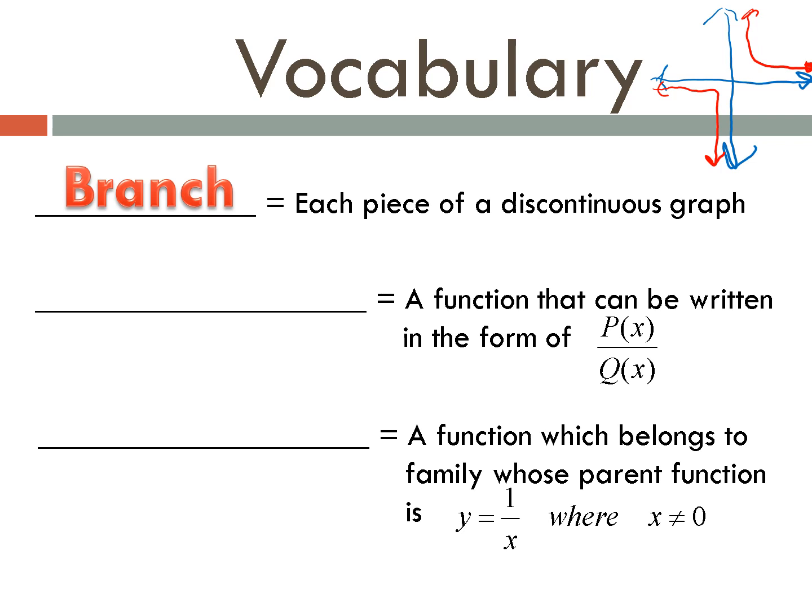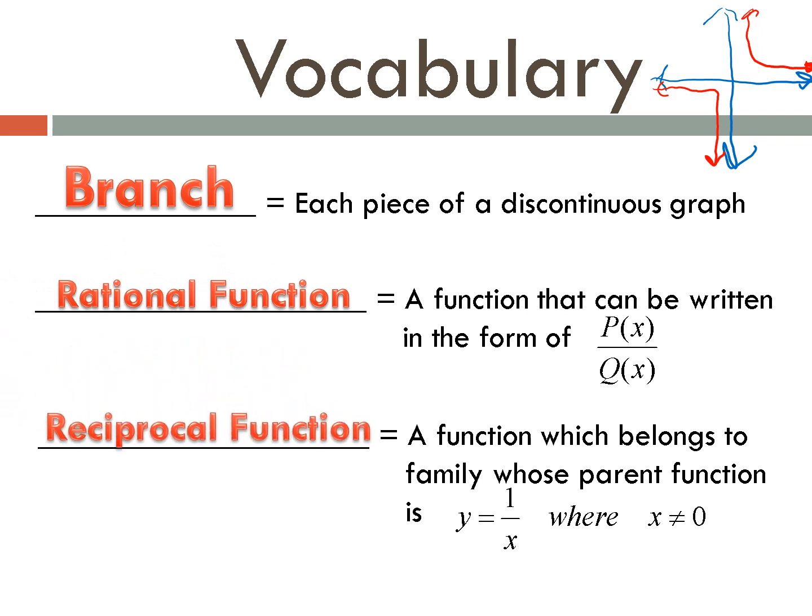Okay, so a function that can be written in the form of p of x over q of x is what we call a rational function. That means we have a polynomial on the top and a polynomial on the bottom. So we have x's in the top and bottom. That's what we refer to as a rational function.